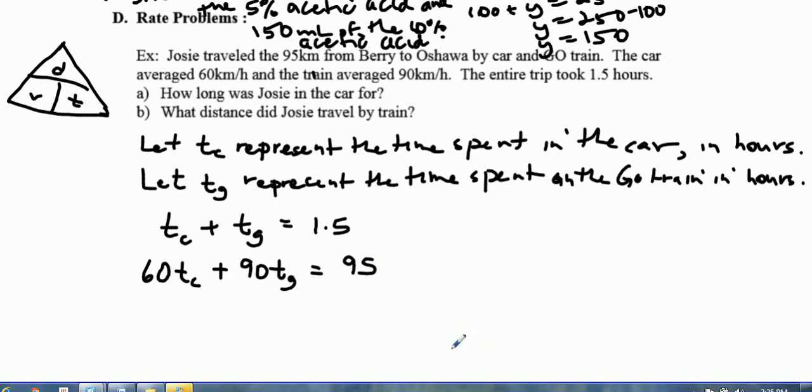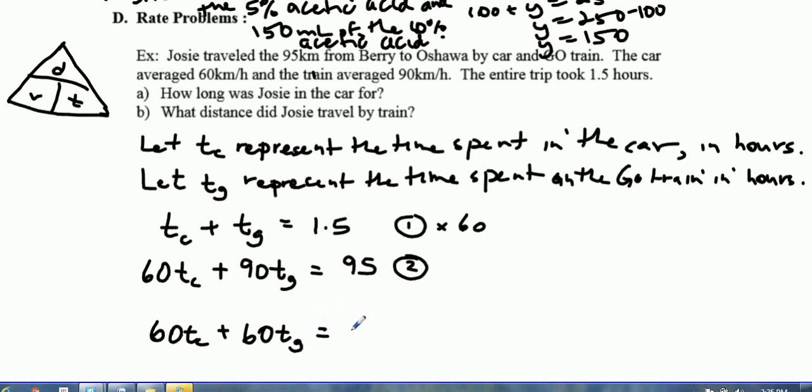Okay, so I know that's tricky. Again, for this one, you could either use substitution or elimination. I would probably just stick with elimination here because they're set up nicely for it. So we're going to multiply the top one by either 60 or 90, you pick. So if I multiply by 60, I get 60 TC plus 60 TG equals 60 times 1.5, which is 90. And then we'll call that 3 because I've changed it into an equivalent equation.